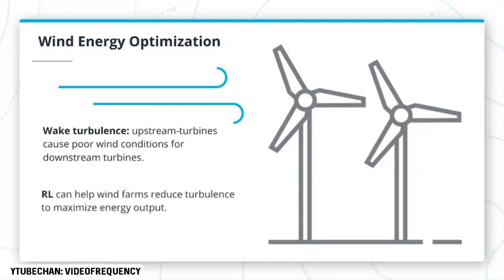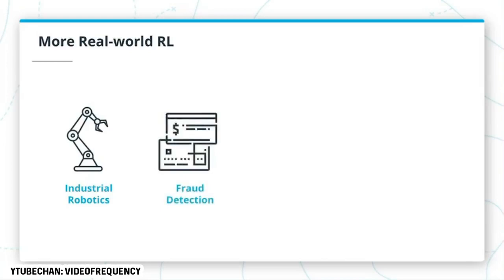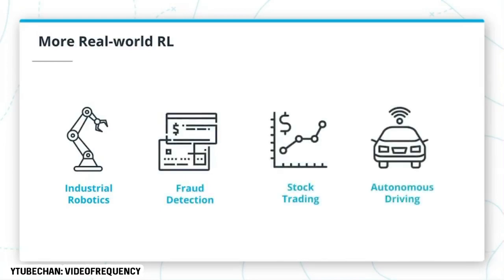Clean energy organizations around the world are using reinforcement learning to test solutions. Their models respond to changing wind conditions by changing the angle of the turbine blades. When the upstream turbines slow down, it helps the downstream turbines to capture more energy. Other examples of real-world reinforcement learning include industrial robotics, fraud detection, stock trading, and of course, autonomous driving.